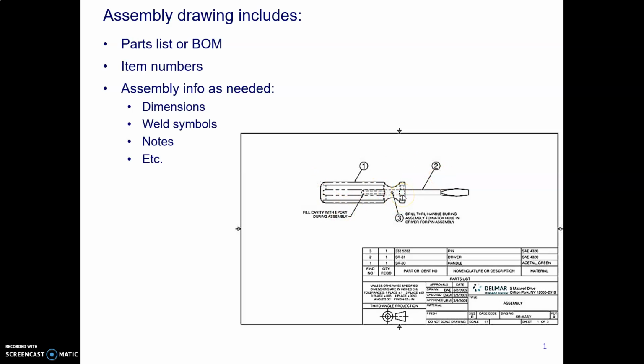So think about what your assembler will need, if any. In this drawing, the assembler needs to know about putting epoxy in there and drilling the handle. They don't need to know what size this screwdriver blade is, because that was made earlier.